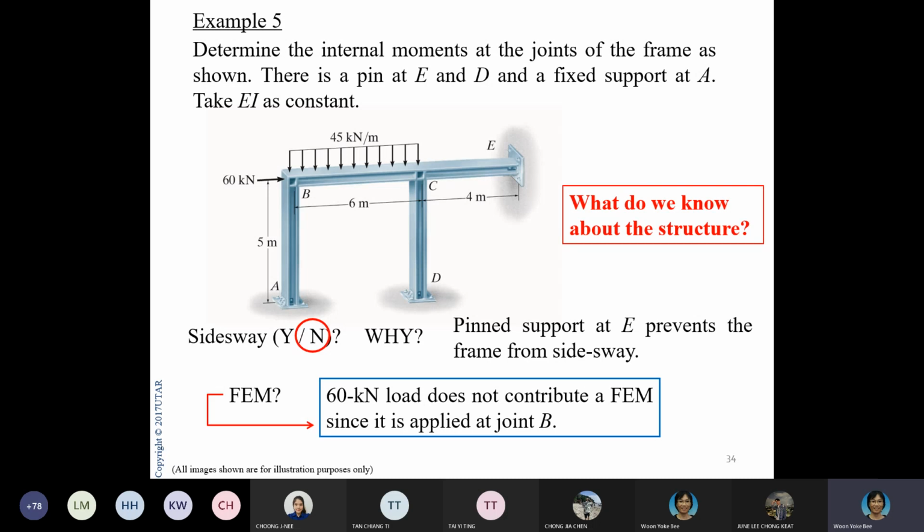Sometimes it takes time for you to establish this, because you really need to understand how the structure will work, how it behaves under the load. So try to spend some time drawing. Take the frame, and then you put some loads there, and then you see how it bends and all that.